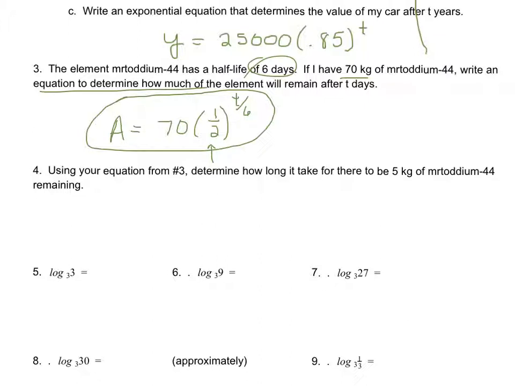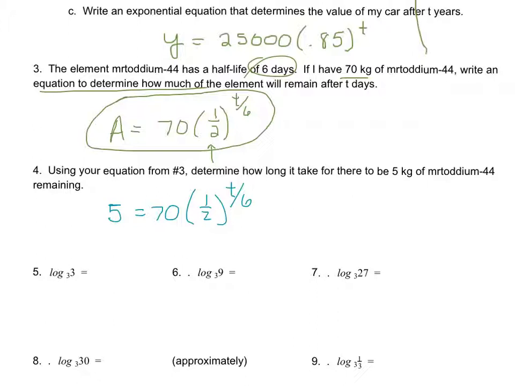Problem 4 is a little bit tougher. In problem 4, we ask, use the equation you just found to determine how long it takes for 5 kilograms of Mr. Todium to remain. So we end up with 5. We start with 70, times 1/2 to the t over 6 power. I don't have my calculator here, so I'm just going to show you the steps that you'd use.